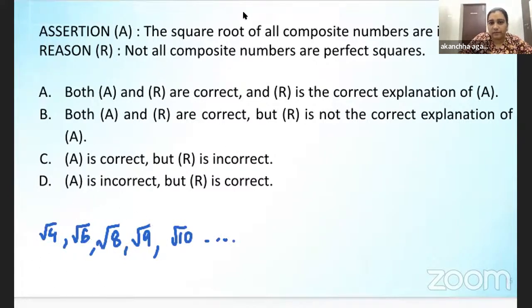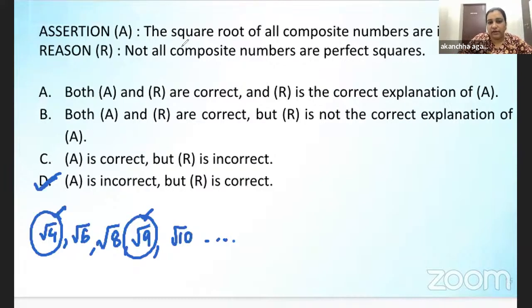Do you think so? No, because we see that there are composite numbers which are perfect squares, and when we take the square root of it, we have what? We have rational numbers. So obviously A is incorrect. So option D will be the correct answer, but let's go on and read the reason also. Not all composite numbers are perfect squares. So it's correct that we have some of the composite numbers whose square root is irrational because they are non-perfect squares. So that's fine, right?